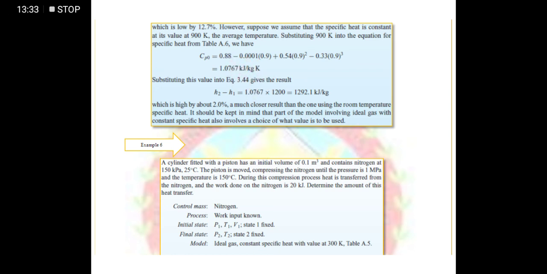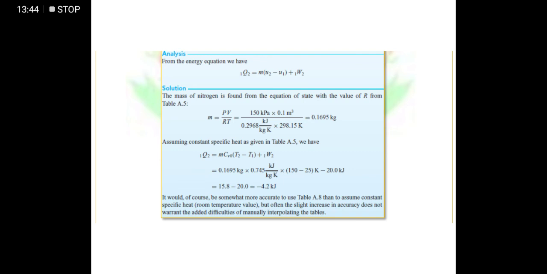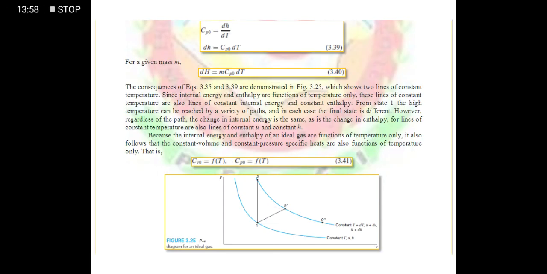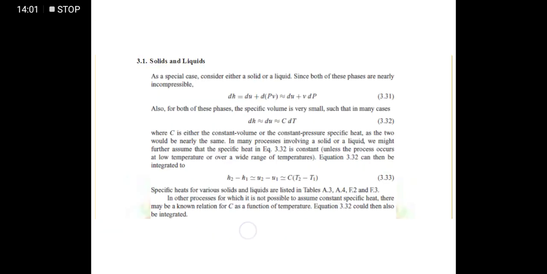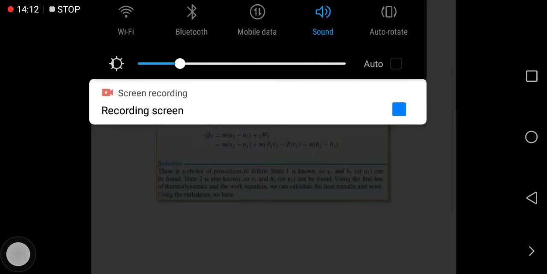The same goes for example number 6. For example number 6, this is just an application of the ideal gas in relation to constant volume and constant pressure. We have here Cv sub O and Cp sub O. If you have any questions about these topics, you may just ask me. I hope this video lecture serves as enough guide to fully understand what we have been discussing here. Once again, if you have any questions, kindly ask me.